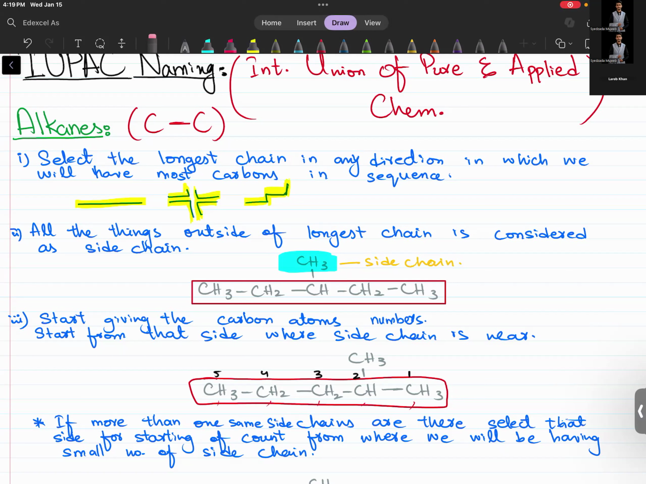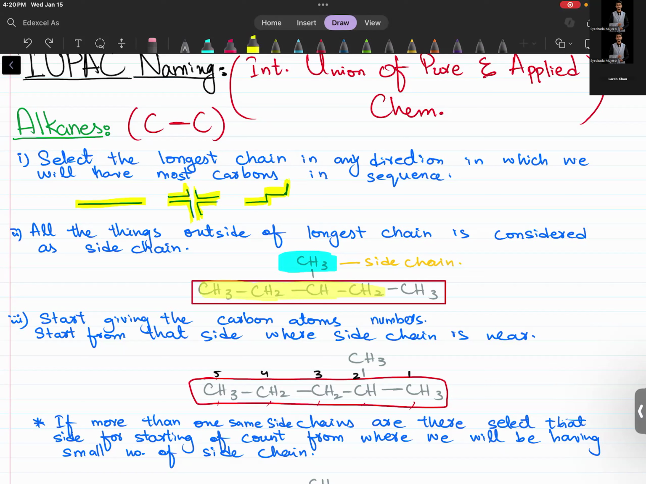Got it? So the point here is that you have to consider the longest chain first. And when you're done with the longest chain, you will move on to highlighting the side chains. What is the side chain? It's the thing which is outside of the longest chain. This particular area, let me write it again, is the longest chain, which is inside this box.